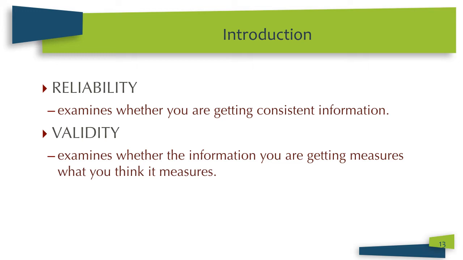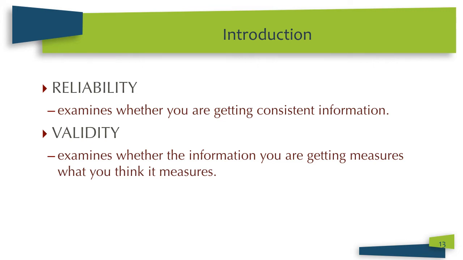What is reliability? It is examining whether you are getting consistent information or not. Consistent can mean multiple things, but basically it reflects whether, if you do multiple versions of your data collection, will you get the same data every time? If yes, then you are reliable. What is validity? It is whether the information you are getting measures what you think it measures. So if I want to measure intelligence, my questionnaire should not be measuring heights and weights and stuff. It should be measuring intelligence only.